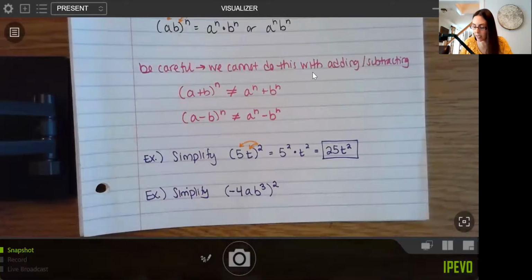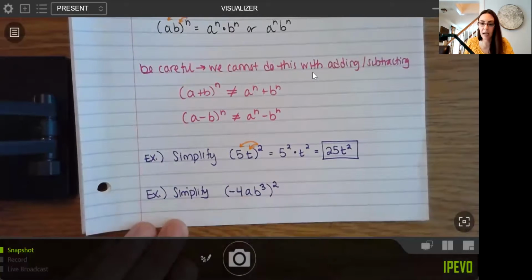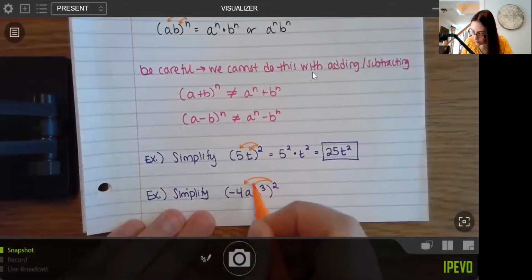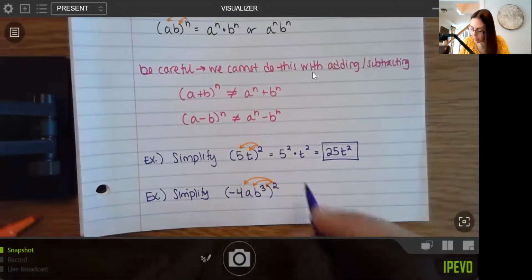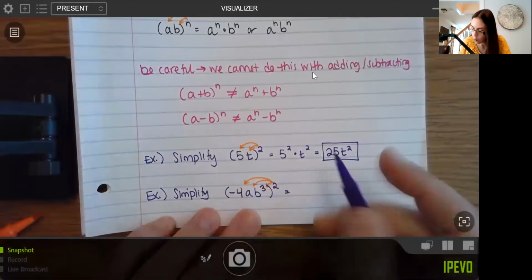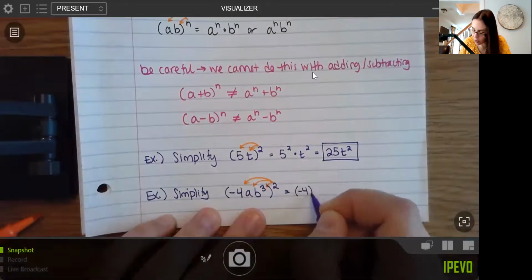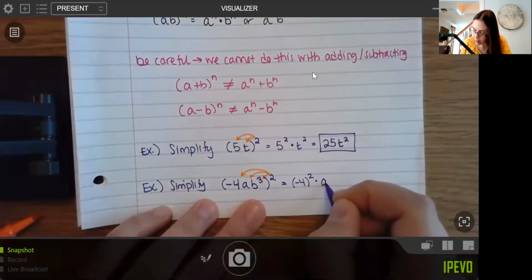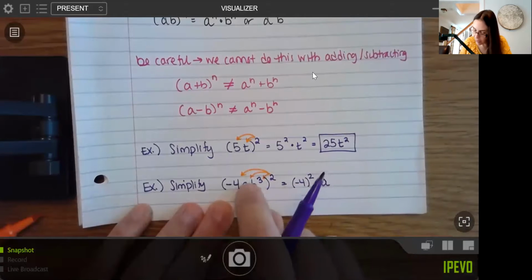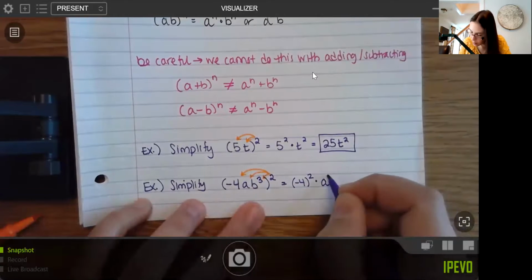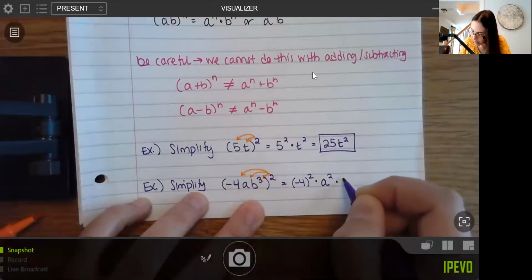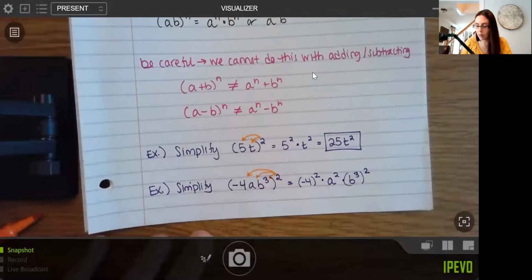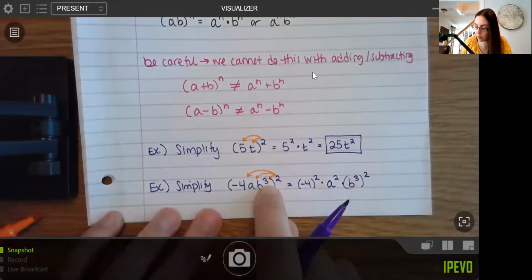So same thing here. Notice I have 1, 2, 3 parts inside my parentheses. I don't have any addition or subtraction. So we are going to go ahead and distribute. I am going to warn you to be really careful. If you have a negative inside the parentheses, when you distribute, that base is -4, not 4. So it's going to be -4 squared like that times a squared. Now here, I don't have anything, so I can just distribute that 2. But in the last case here, I have b to the 3rd squared. Okay, so I'm going to be really careful there because I don't just have a b, I have b cubed. So it's b cubed squared.